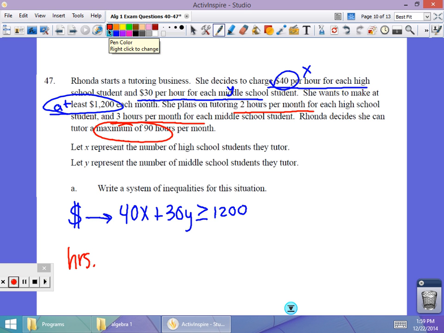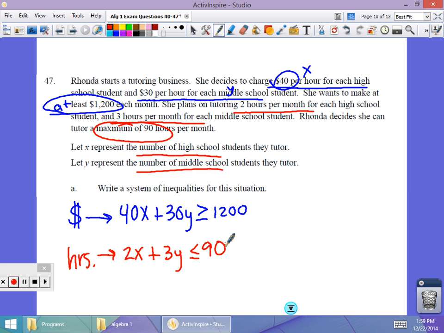The hours constraint, looking back at our variables, we're talking about number of students, but we know how many hours she'll tutor per month. So the hours would be 2x for high school plus 3y for middle school, and it's for a maximum of 90 hours. Maximum means she doesn't want to go over that, but she could be equal to it.